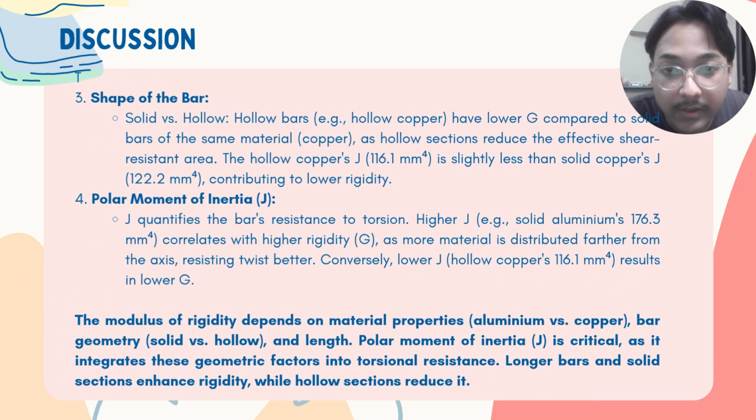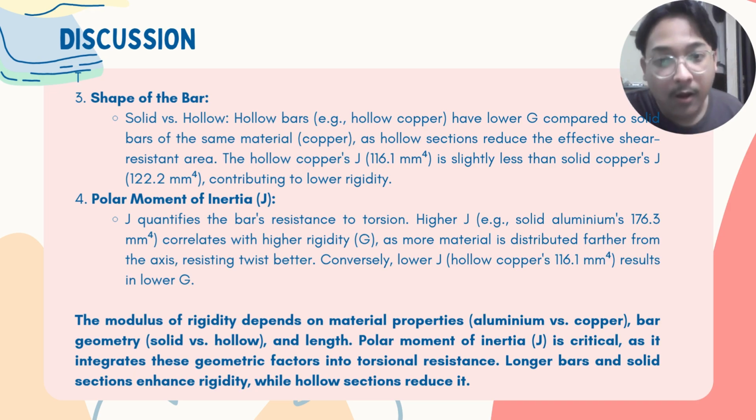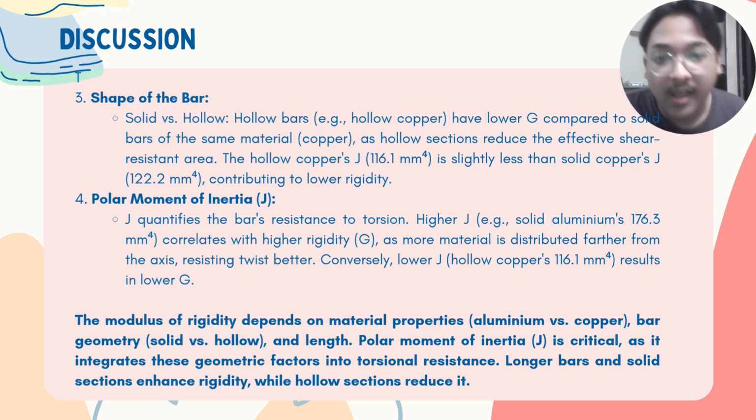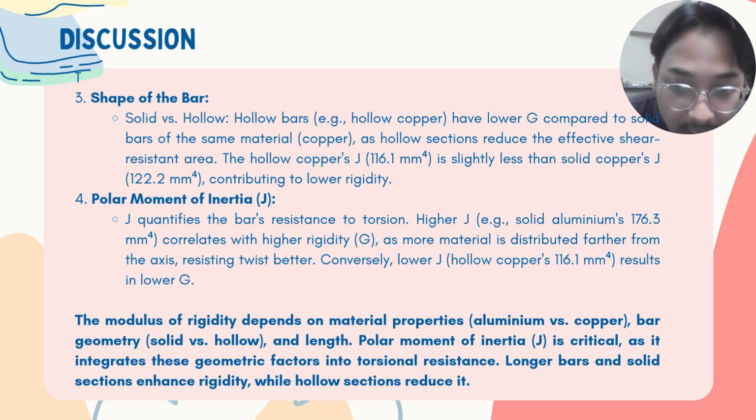Okay, next for number three, shape of the bar. Solid versus hollow. Hollow bars, for example hollow copper, have lower G compared to solid bars of the same material, which is copper. As the hollow section reduces the effective shear resistance area, the hollow copper's J is slightly less than solid copper's J, contributing to lower rigidity.